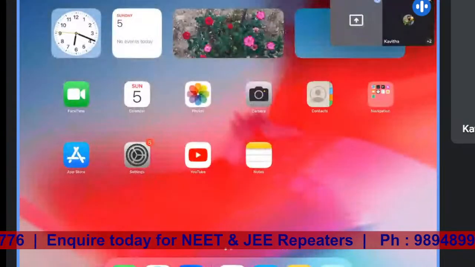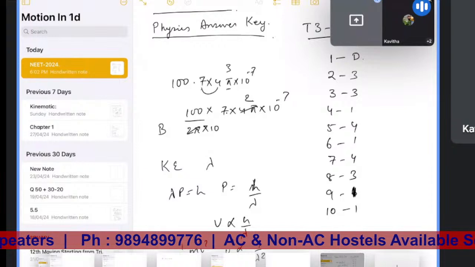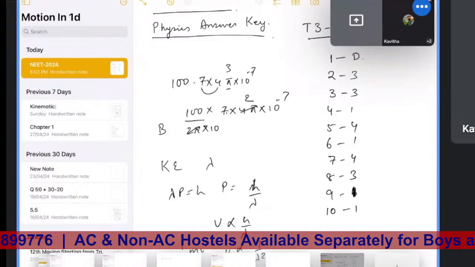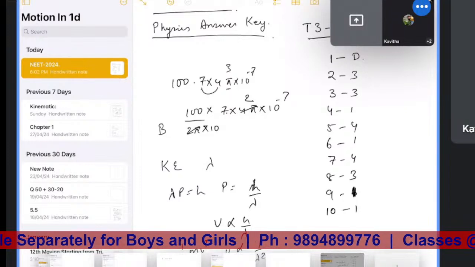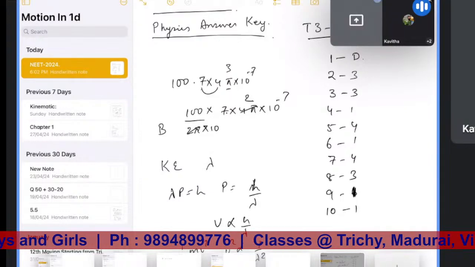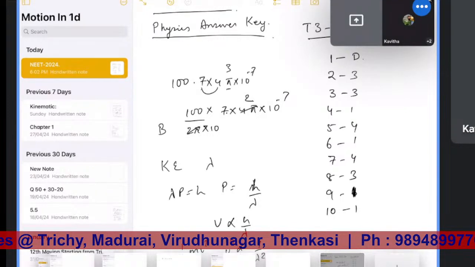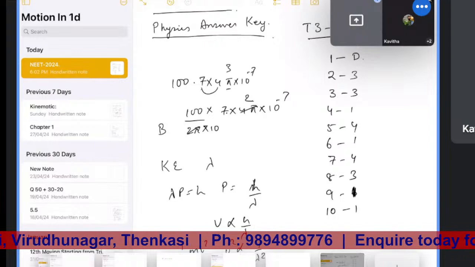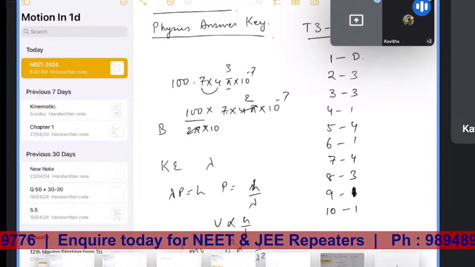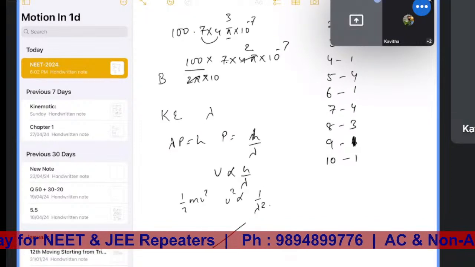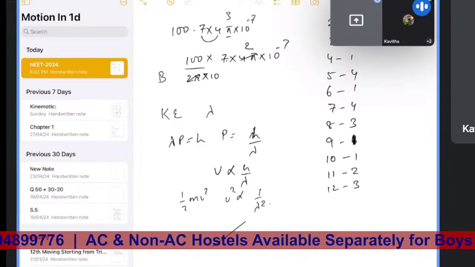Question number 11 is that they have given you a graph which shows the variation of kinetic energy. I already explained to you that it is going to be option number 2. Then question number 12, which I also explained to you. Let's go from question number 13. From question number 13 onwards, let me first write the answers here. For 11, the answer is 2. For 12, it is 3.